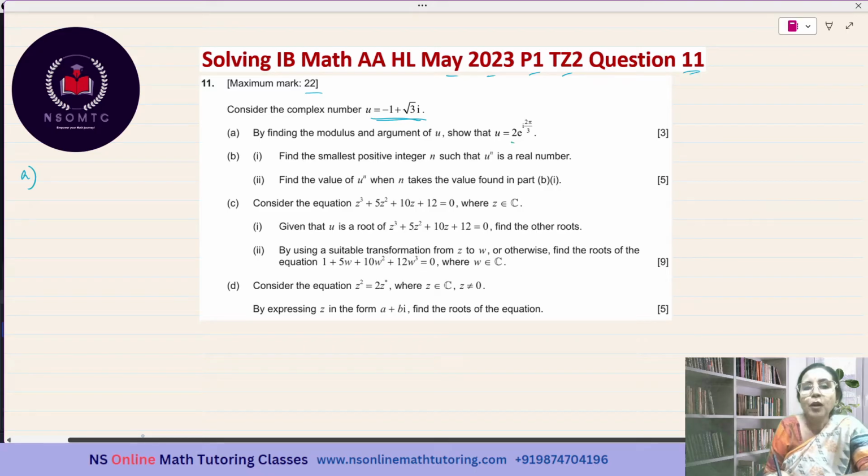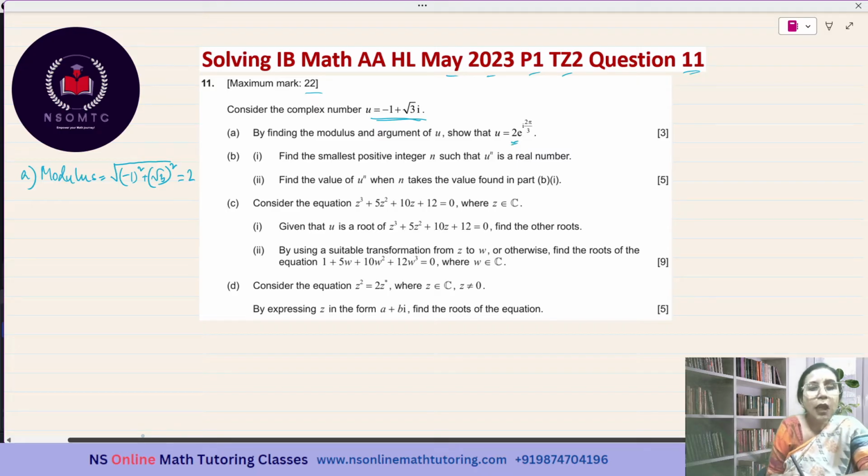First of all, we have to get the modulus. So the modulus will be the positive square root of negative 1 whole square plus root 3 whole square. Root 3 whole square is 3 and negative 1 whole square is 1. 1 plus 3 is 4. Square root of 4 is equal to 2. So the modulus is 2.